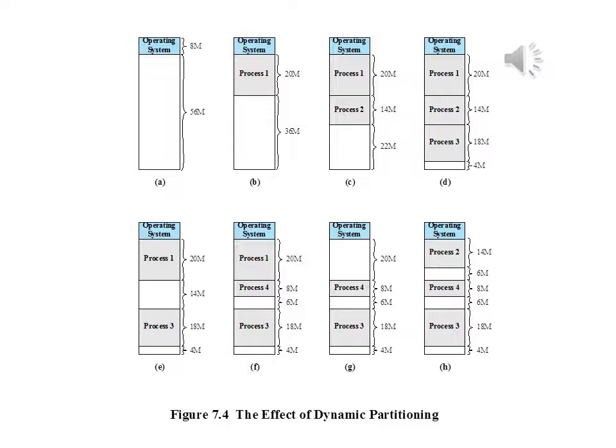As this example shows, the process starts out well, but eventually it leads to a situation in which there are a lot of small holes in memory. As time goes on, memory becomes more and more fragmented, and memory utilization declines. This phenomenon is referred to as external fragmentation, indicating that the memory that is external to all partitions becomes increasingly fragmented. This is in contrast to internal fragmentation, referred to earlier.